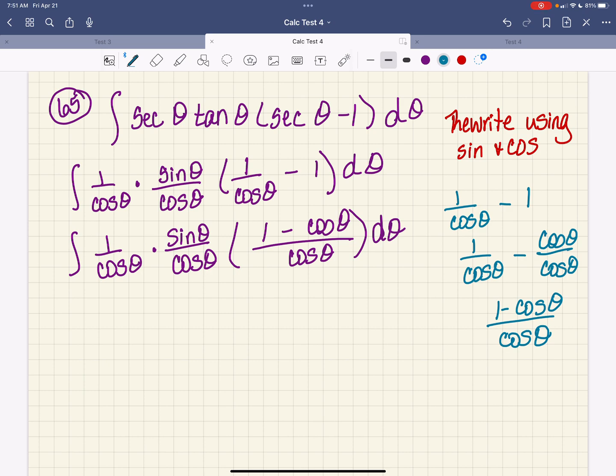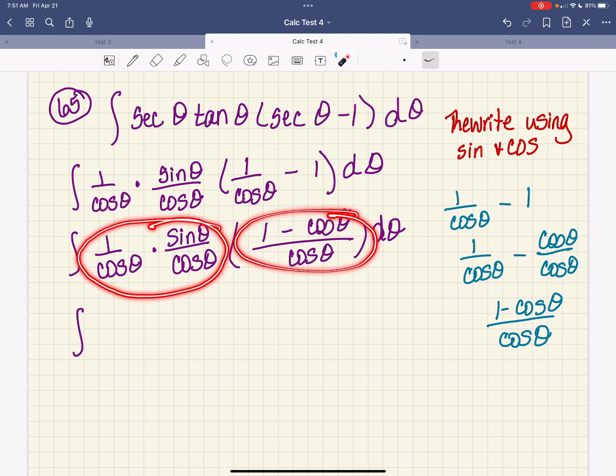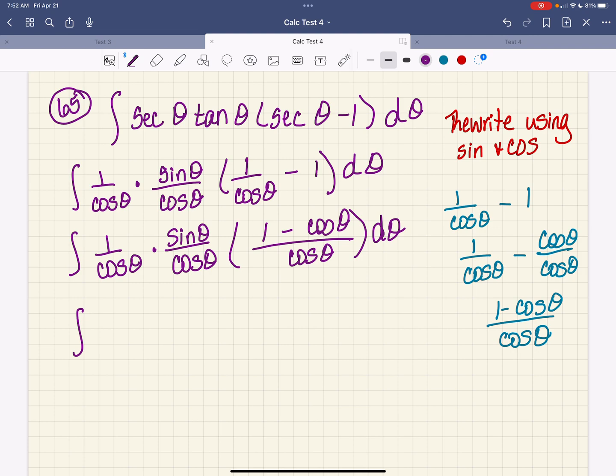I'm going to distribute everything. Okay, so I've got sine of theta times 1. So that, and I still haven't done anything. So I am distributing this to this. And let's just go ahead and do one more rewrite before we do that. I am going to rewrite this right here. Before I distribute, I'm doing another rewrite. So this is sine of theta over cosine squared of theta. Okay, that's what that is right there.